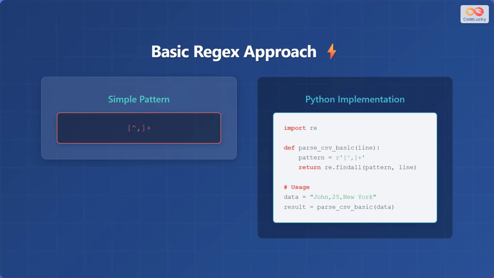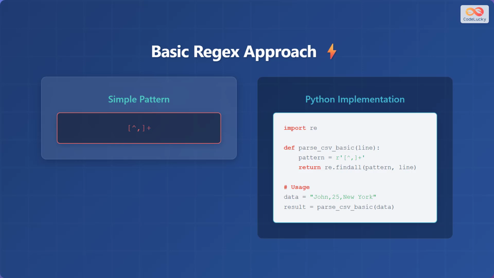Below is a Python implementation. We first import the re module for regular expressions. The function parse CSV basic takes a line of CSV as input. The pattern we defined earlier is used to find all non-comma separated values using the re.findall function, and this is then returned. Below is an example usage.